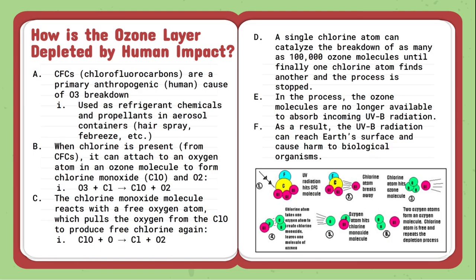So you can see now that chemical reaction taking place here. A single chlorine atom can then catalyze the breakdown of as many as 100,000 ozone molecules until that one chlorine atom finds another and the process is stopped. In this process, the ozone molecules are then no longer available to properly absorb the harmful UV radiation that might wind up penetrating our atmosphere, right, hitting land. And so this can cause further harm to any sort of biological life on land.